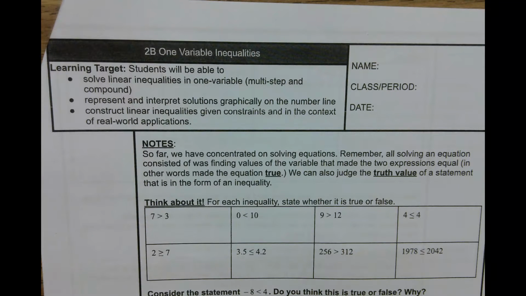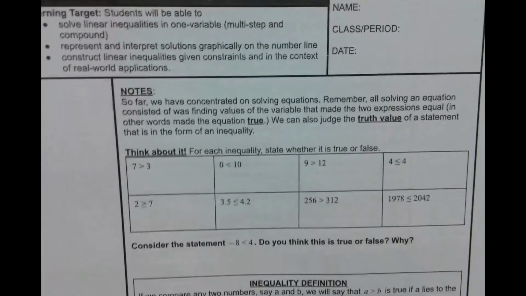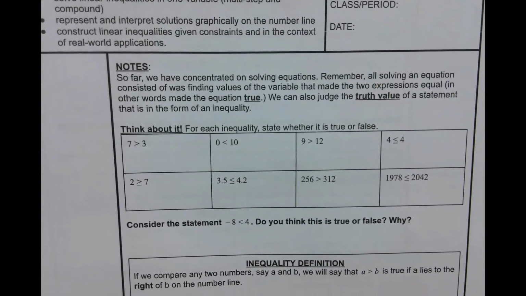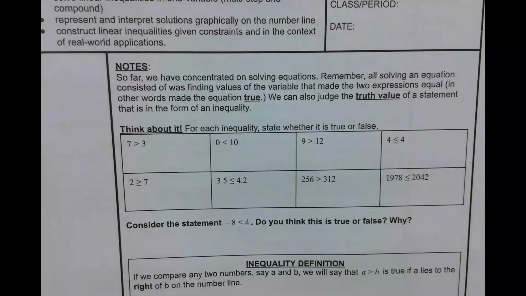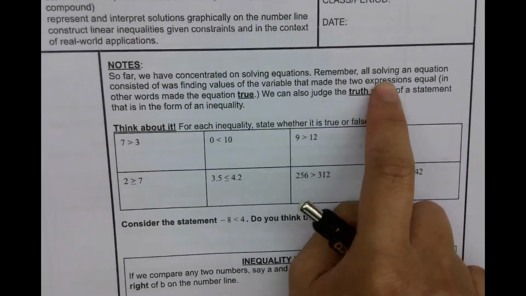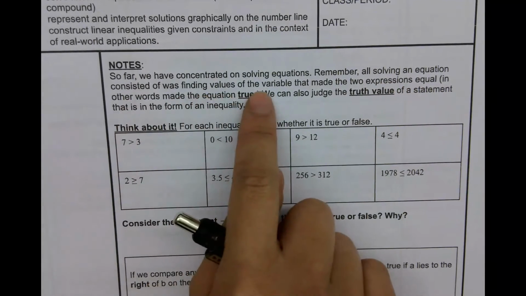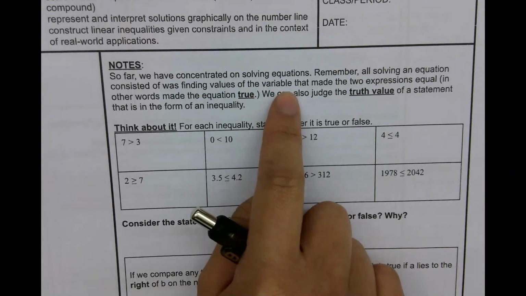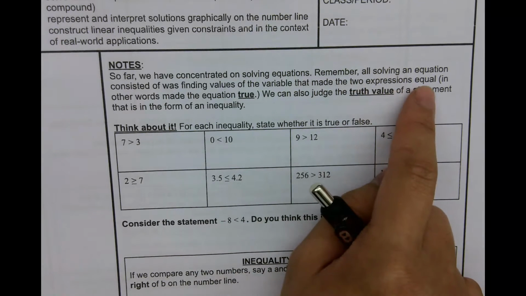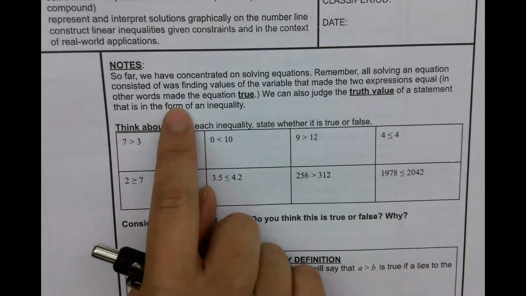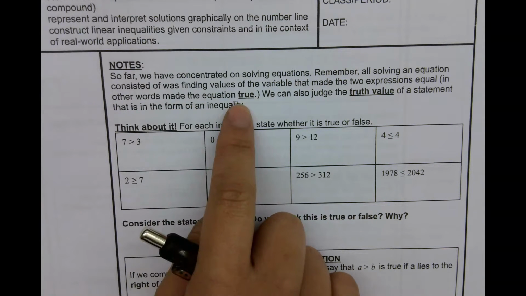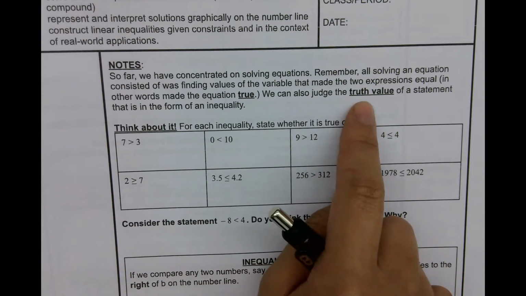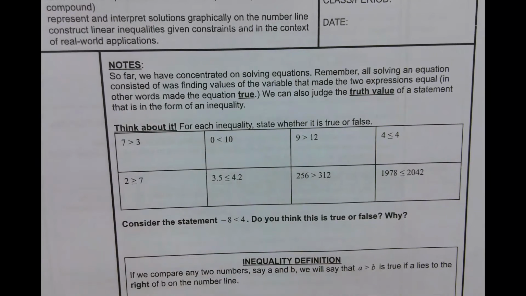Okay, so let's introduce these one variable inequalities. So far, we concentrated on solving equations. That's what learning target 2A was about. Remember, all solving an equation was finding values for the variable, for the letter, that made the two expressions equal. In other words, we were trying to find the value of x or y or whatever letter we had that made it true. And that's the same thing for an inequality. We can judge the truth value of a statement that is in the form of an inequality.